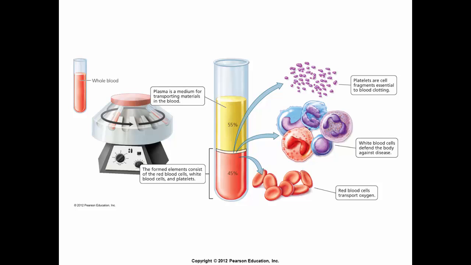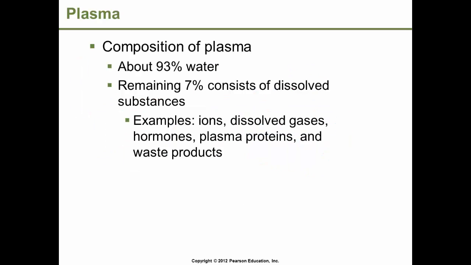Red blood cells are going to be responsible for transporting oxygen. The white blood cells are the ones that are going to defend our body against disease and infection, and the platelets are going to be essential for blood clotting. The composition of the plasma itself is about 93% water, and the remaining 7% consist of dissolved substances: the ions, the dissolved gases, plasma proteins, and waste products.